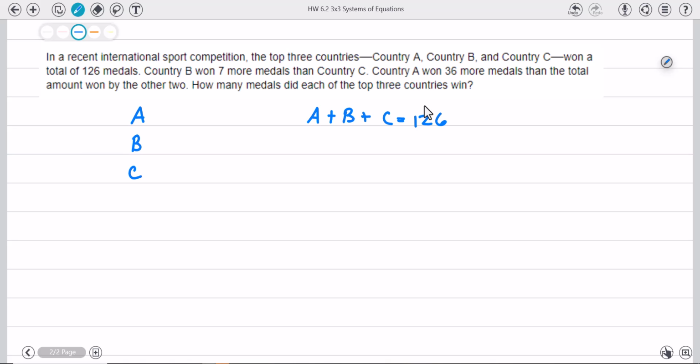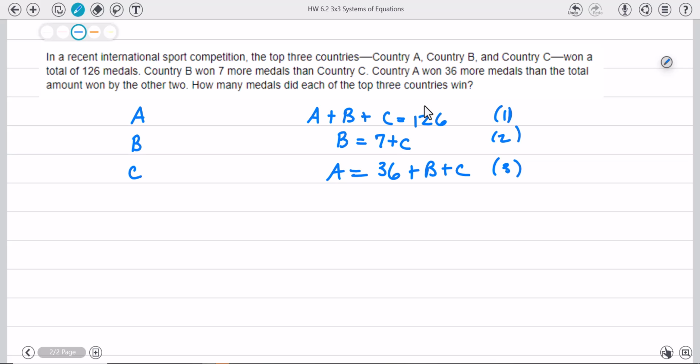Then it says country B won 7 more medals than country C, and then country A won 36 more medals than the total amount won by the other 2. So A equals 36 plus B plus C. So I certainly can see that I have 3 variables, 3 equations, so I want to solve this.